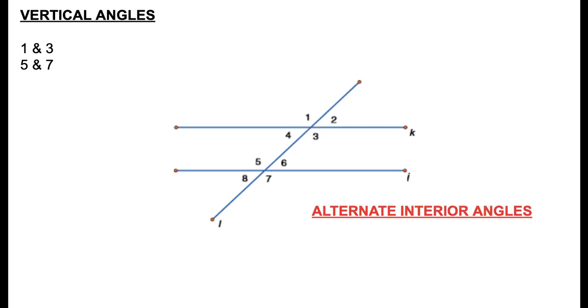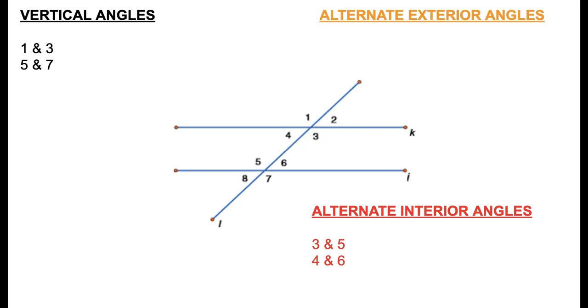And when looking for a set of alternate interior angles, we can say that 3 and 5 are a set of alternate interior angles, as well as 4 and 6. And when looking at a set of alternate exterior angles, we can say that 1 and 7 are a set of alternate exterior angles, and 2 and 8 are also a set of alternate exterior angles.